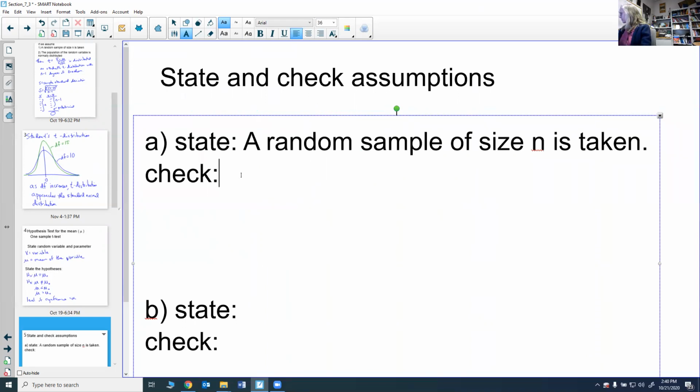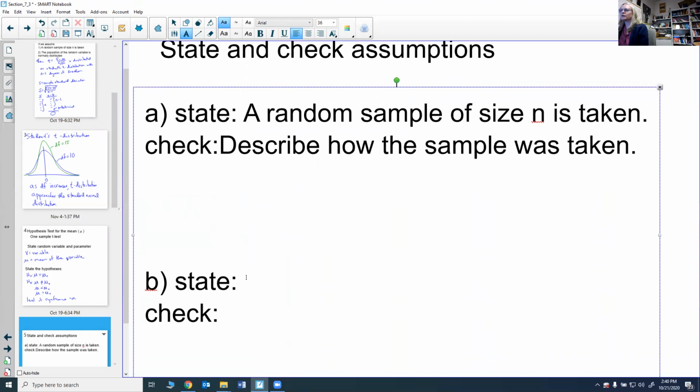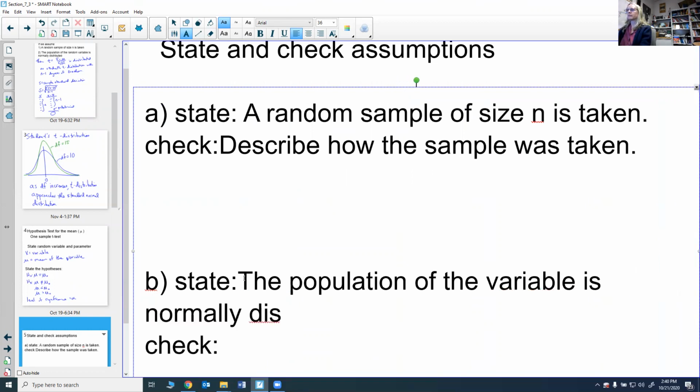And then what you do with this is you're going to check it. That means you can describe how the sample was taken. And it should be that you have a random sample. That shouldn't be a problem. You should already have that because you control how you take the sample. Your second assumption, if you look back at W.S. Gosset's theorem, was that the population of the variable is normally distributed. So that's your second assumption.